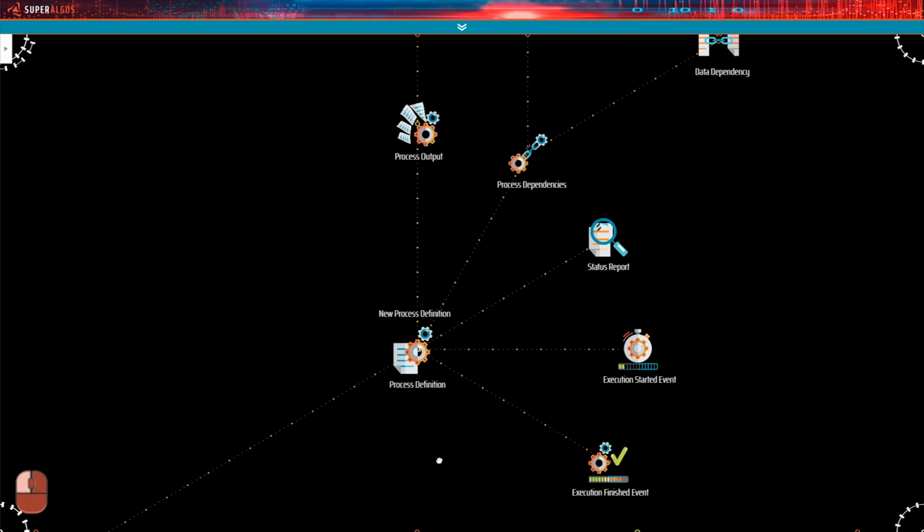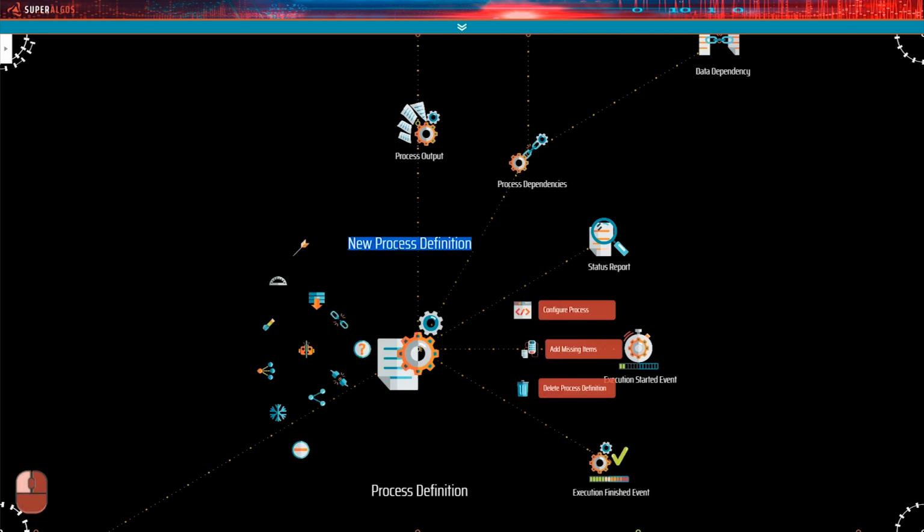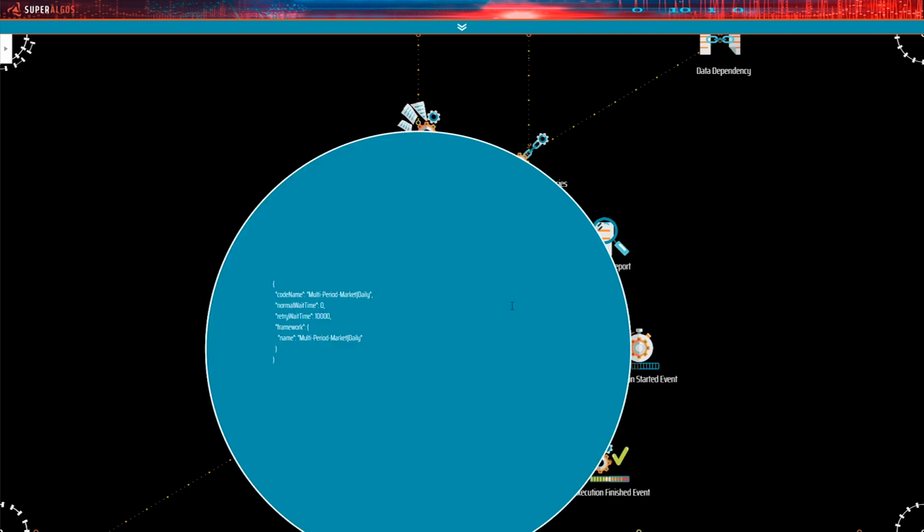As usual, I will name the node and check the configuration. The configuration for the market and daily processes are virtually the same. We just need to make sure we leave the proper code name and framework name, in this case, multiperiod market.